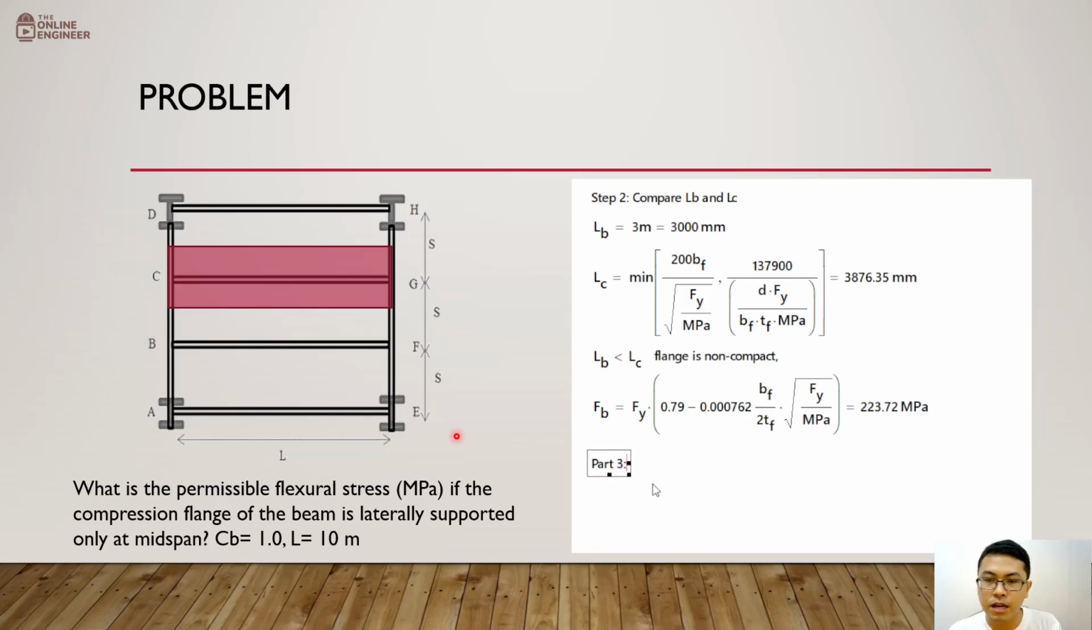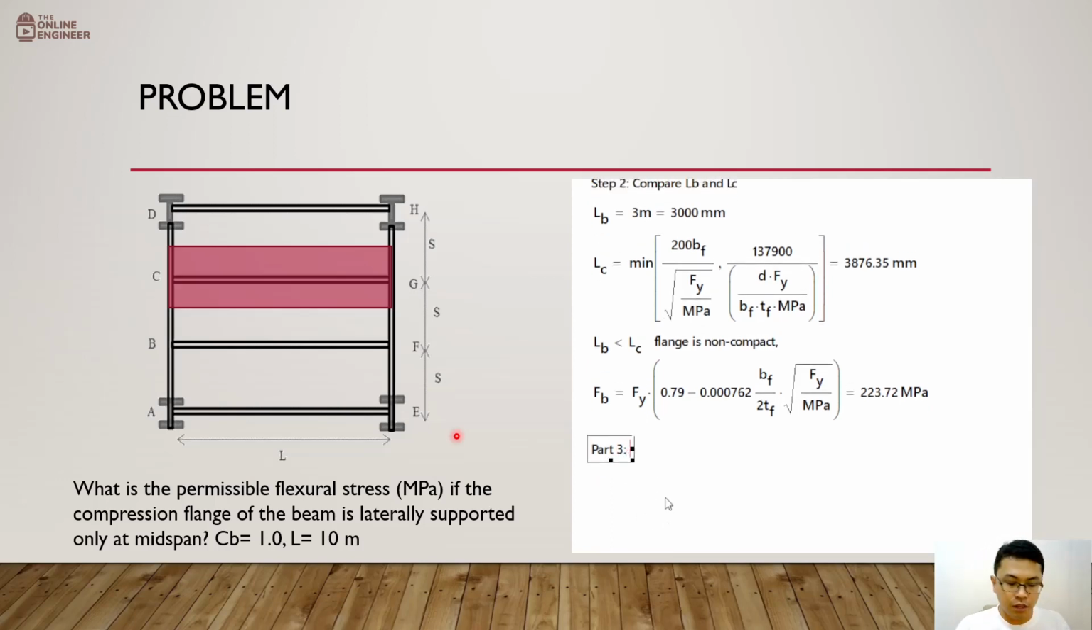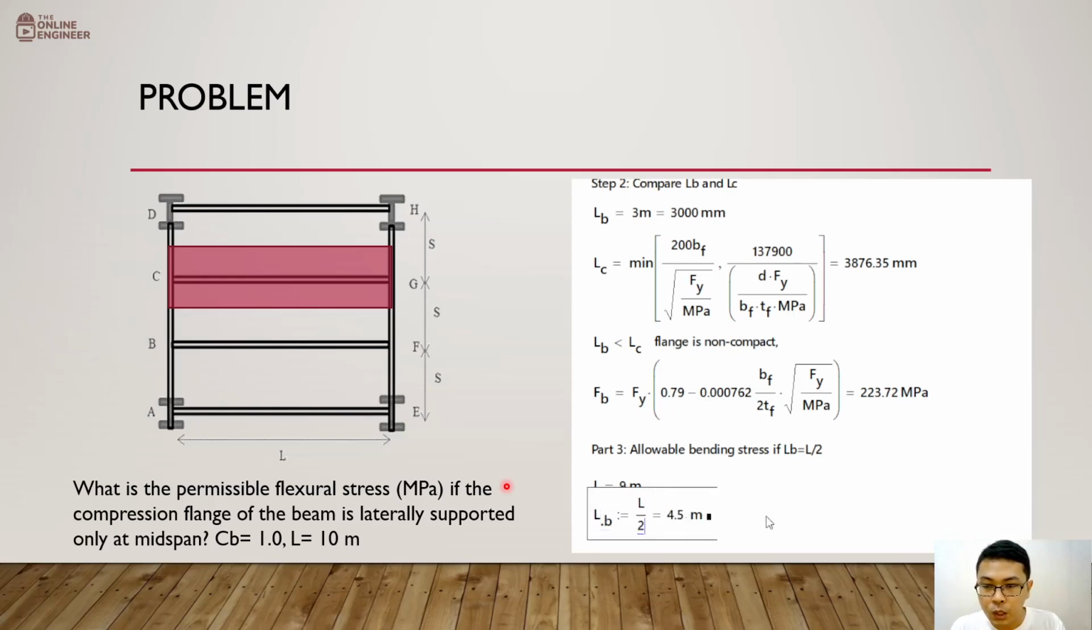All right. So part 3, we're going to solve for the allowable bending stress if LB is equal to L over 2. It says here the beam is laterally supported only at the midspan. So our total length of the beam is 9 meters. Now there is a support at the middle, so the unbraced length would be 1/2 of the total length. So that would be LB equals L over 2, or 4.5 meters.